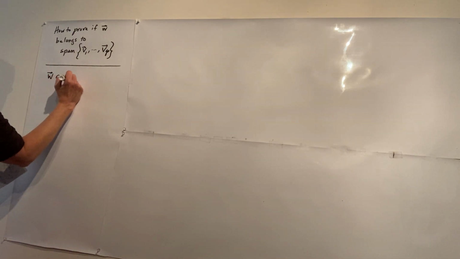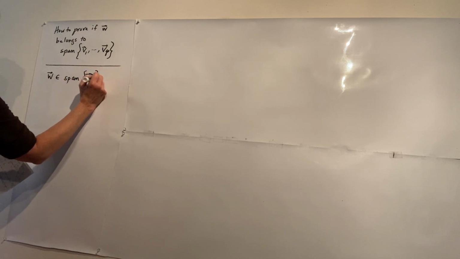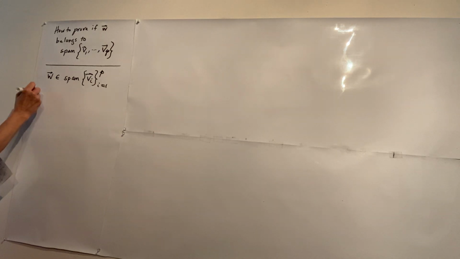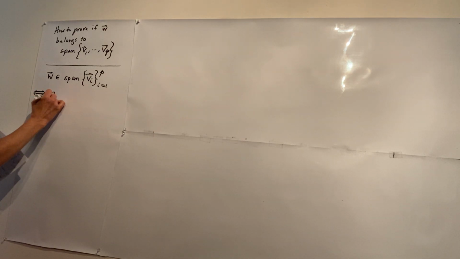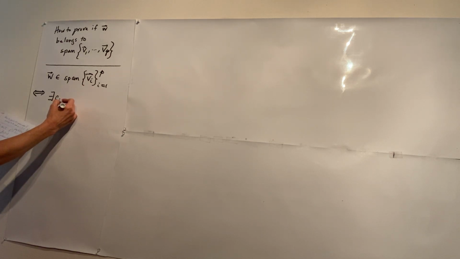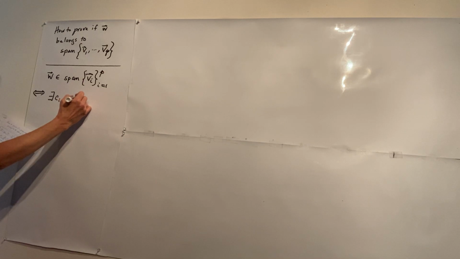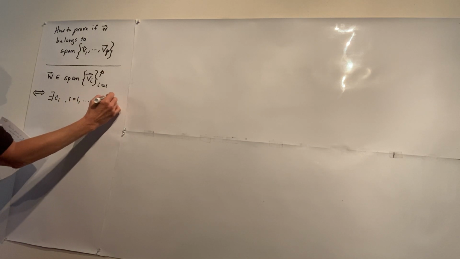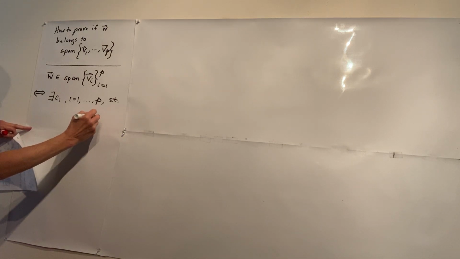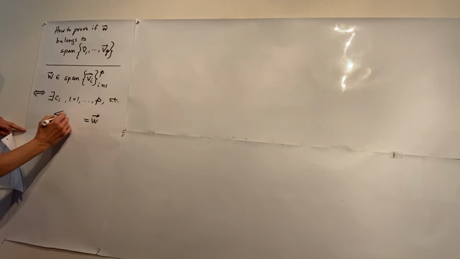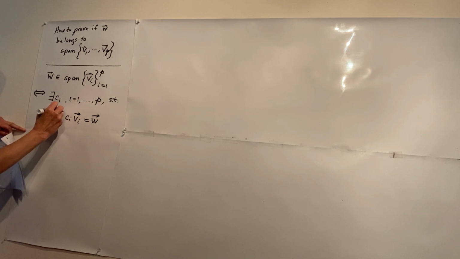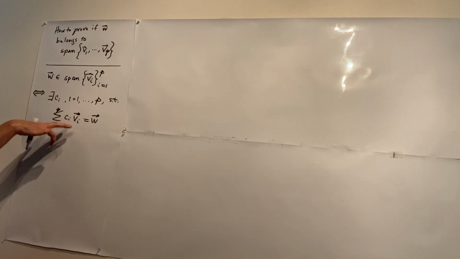W belongs to the span of a set of vectors, which I'm going to shorten by writing 1 through P. That's the same thing as writing this, right? We're saying W belongs to the span. Remember, by the definition, that's equivalent to saying that there exist constants in the underlying field, the scalar field. So there exist constants Ci, i going from 1 to P, such that you can rewrite W as a linear combination with those constants on the Vi's, i equaling 1 to P. That's the definition. So we try to prove we can find these Ci.